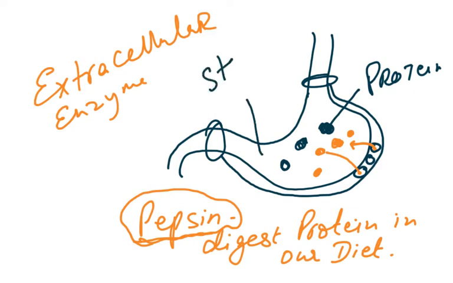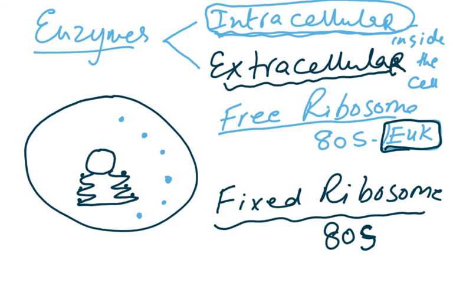This is the stomach cavity where the food goes. So this is called an extracellular enzyme, and the extracellular enzymes are made on the fixed ribosomes. So intracellular and extracellular enzymes, and fixed and free ribosomes.